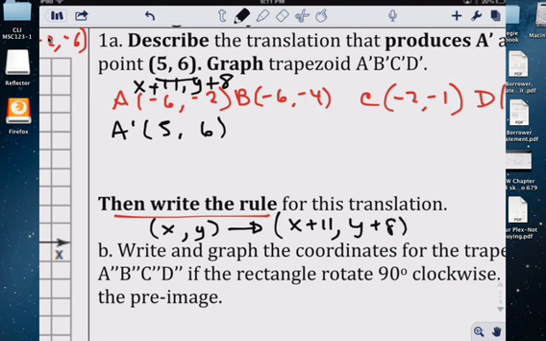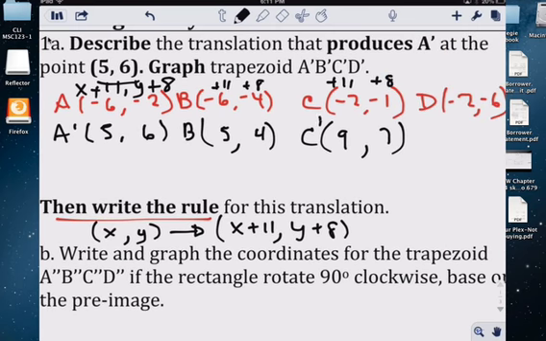That's the rule. So the new coordinate then is, if this is add 11, I get 5. Add 8, I get 4. Add 11, I get 9. Add 8, I get 7. This is C prime now. D prime, add 11, I get 9. Add 8, I get 2.